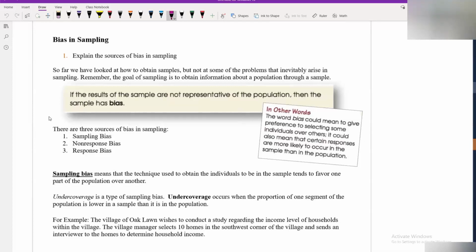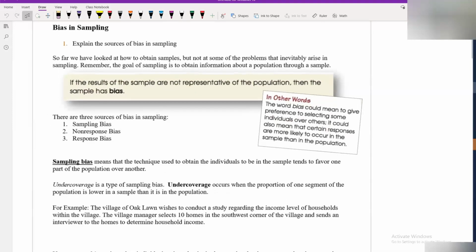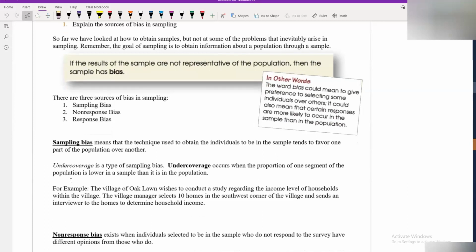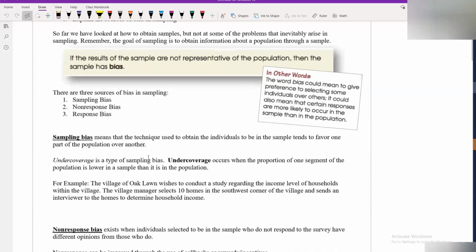So the first one here that we have is bias. It's sampling bias. So if the results of the sample are not representative of the population, then the sample has bias, meaning that we didn't use all the individuals from population. We may have used something else. So here we're going to explain more.